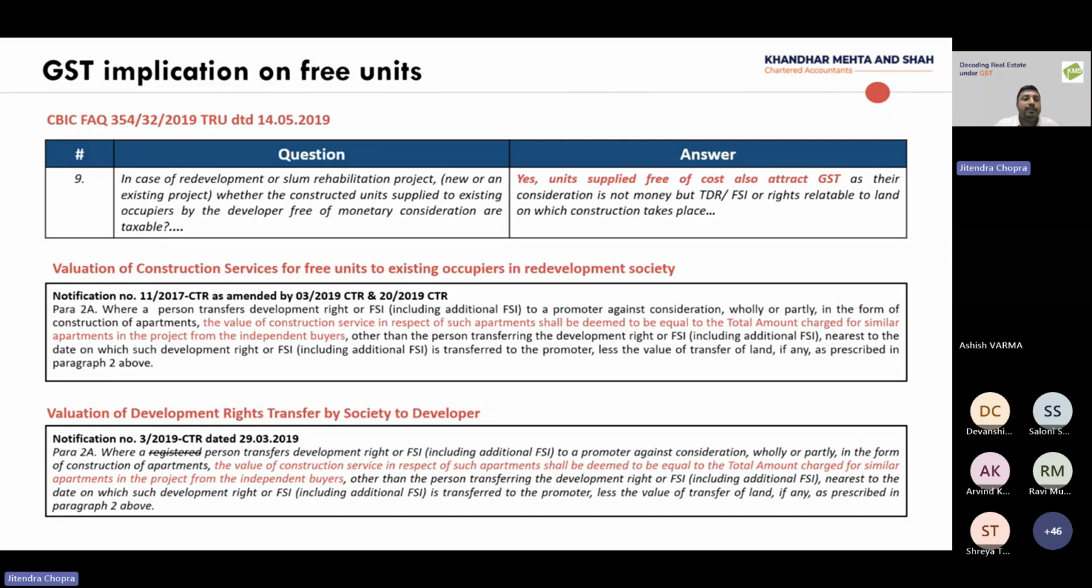So these are the provisions related to redevelopment projects. First is the clarification related to free units provided by the promoter to society members. Second, valuation of construction services for free units to existing members in redevelopment society. And the last, valuation of development rights transferred by society to developer.